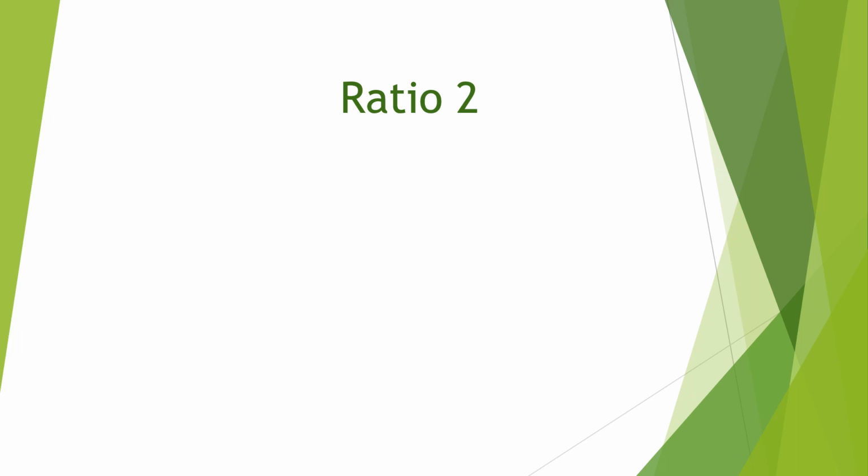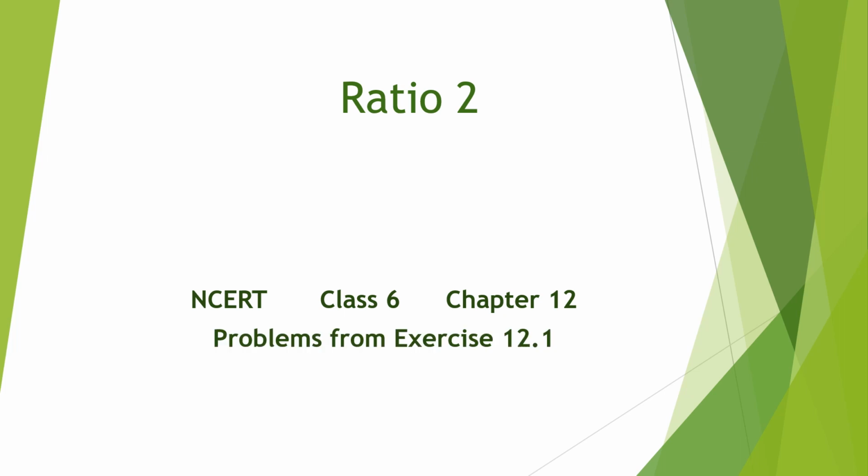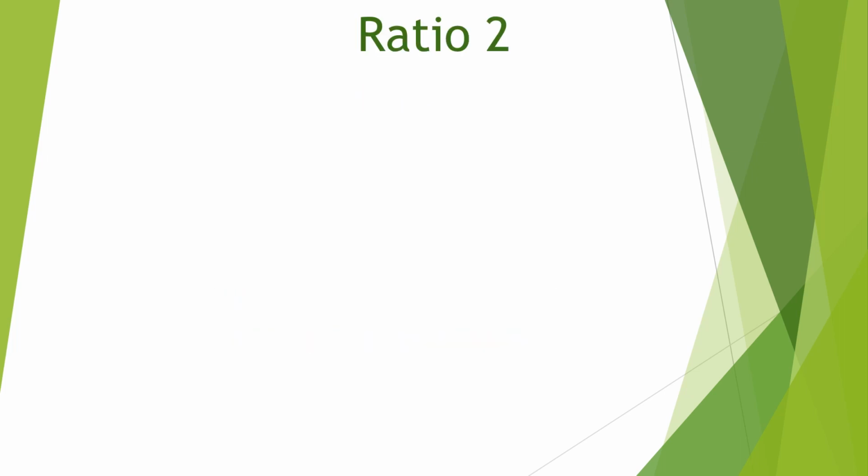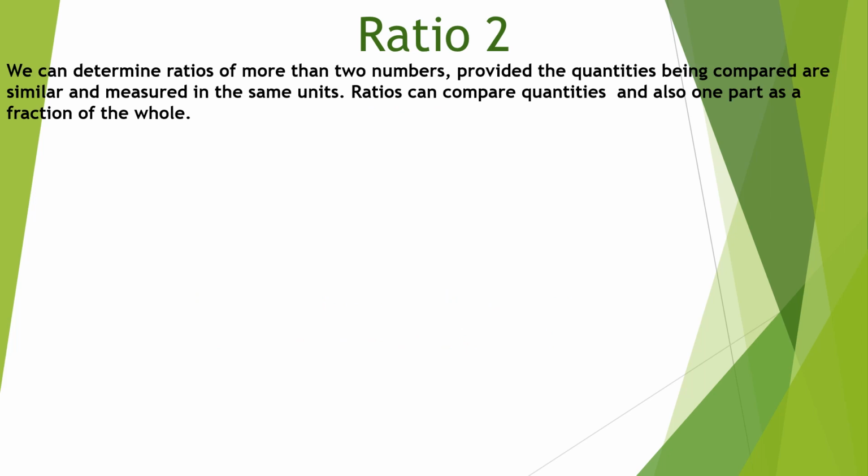Ratio 2, NCERT Class 6, Chapter 12. Problems from Exercise 12.1. We can determine ratios of more than two numbers provided the quantities being compared are similar and measured in the same units. Ratios can compare quantities and also one part as a fraction of the whole.